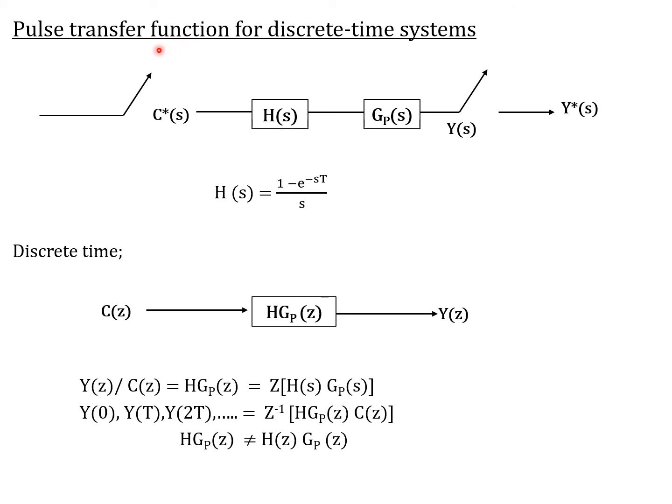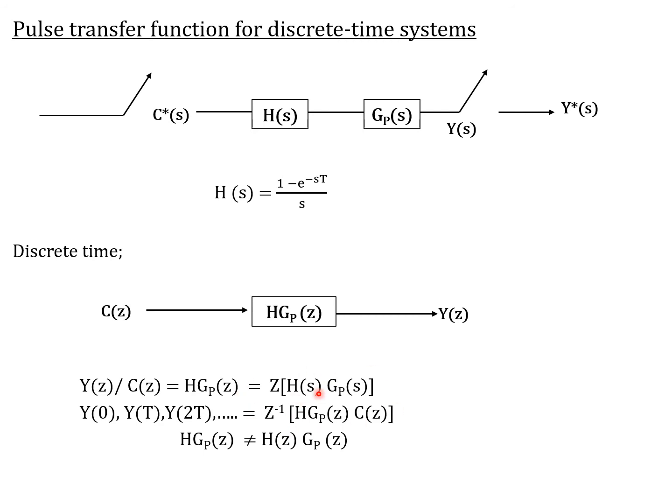Okay, so you want to get the transfer function for discrete time. It's basically the same way as before. The only thing is we now add a hold element. Normally we have a hold, because this is discrete and we want to go back to the continuous. The hold element transfer function is given by this. So for discrete time, you just take the Z transformation of this transfer function: Y(z) over C(z) equals HGp(z). HGp(z) is the Z transformation of H(s) times Gp(s). And if you want the inverse, it's just (z minus 1) HGp(z).